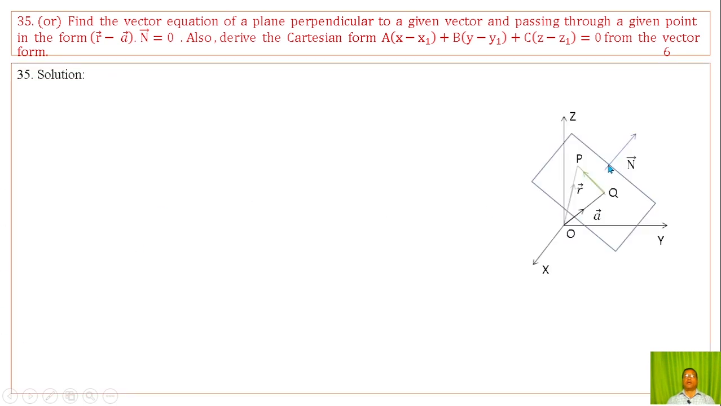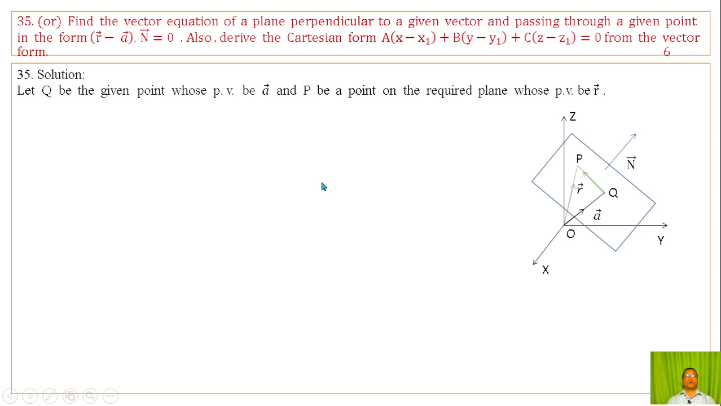Let the given vector be perpendicular to a given plane. Let Q be the given point whose position vector be a vector and P be any point on the required plane whose position vector be r. Let n be the given vector perpendicular to the plane.